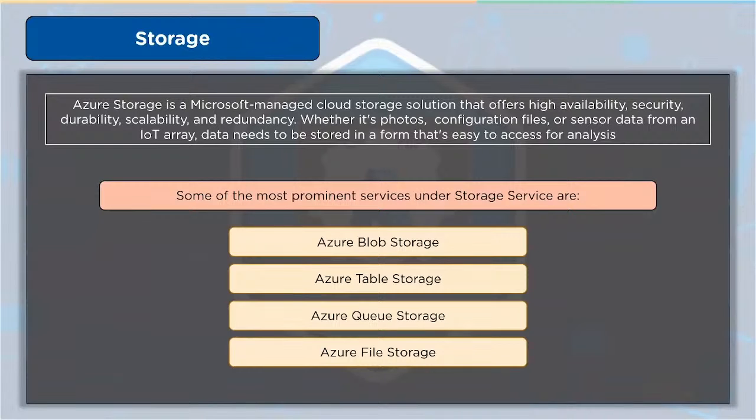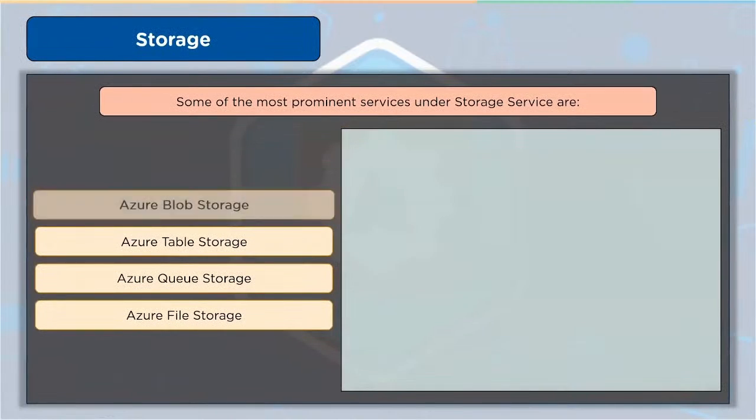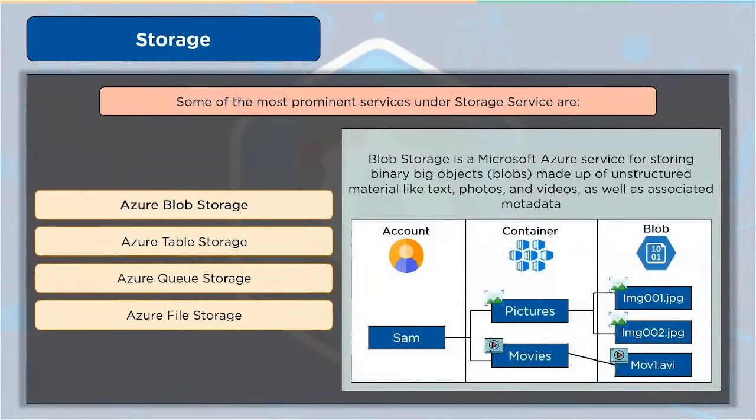The services offered are Azure Blob Storage, Azure Table Storage, Azure Queue Storage, and Azure File Storage. So the first one is Azure Blob Storage. Blob Storage is a Microsoft Azure service for storing binary large objects made up of unstructured material like text, photos, and videos, as well as associated metadata.